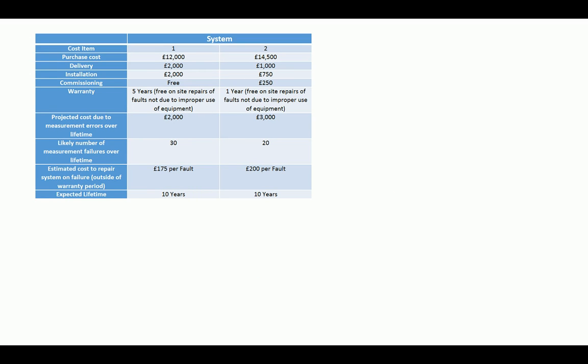So if we have 5 years of on-site free repairs due to equipment failure, that means if we have 3 per year over 10 years, we effectively have 15 faults that are covered within the warranty and 15 faults that are not covered within the warranty. So obviously the first 15 are all covered by the company that you're purchasing the system off, but the last 15 from year 6 to 10 are going to be paid for by your company effectively.